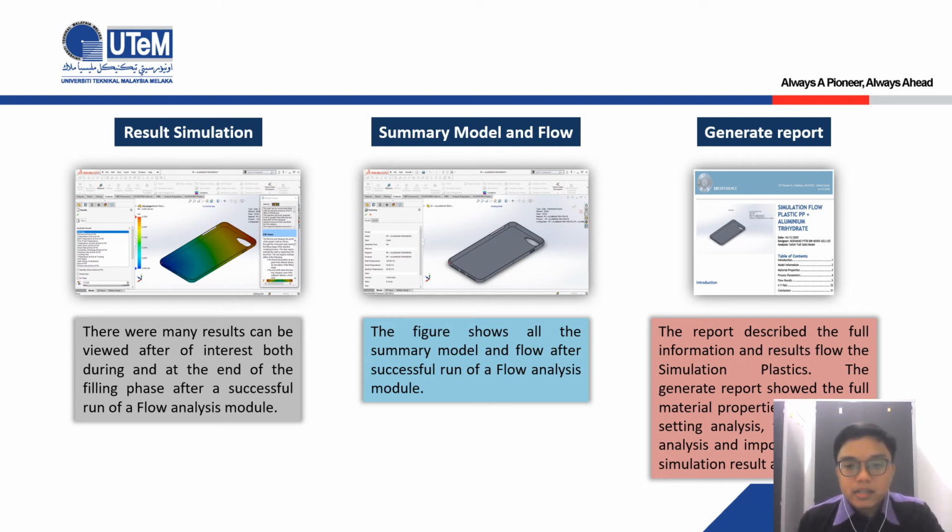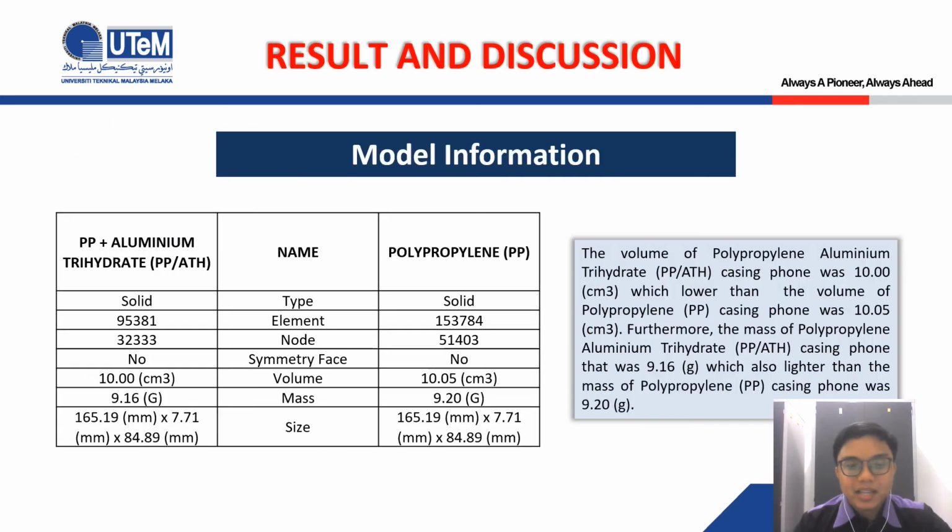The next step is generate report. The report describes the full information and results from the plastic simulation, and the generated report shows the material properties analysis, full setting analysis, flow summary analysis, and importantly the flow simulation result analysis. Then I will explain the result and discussion.